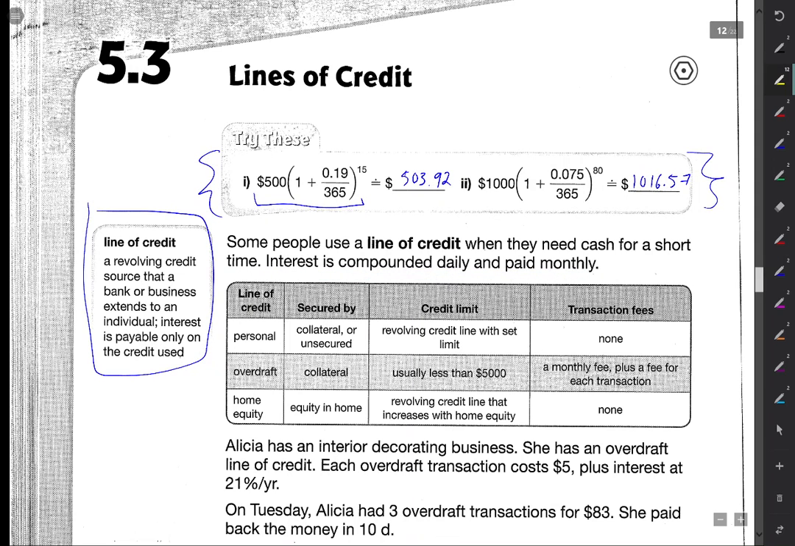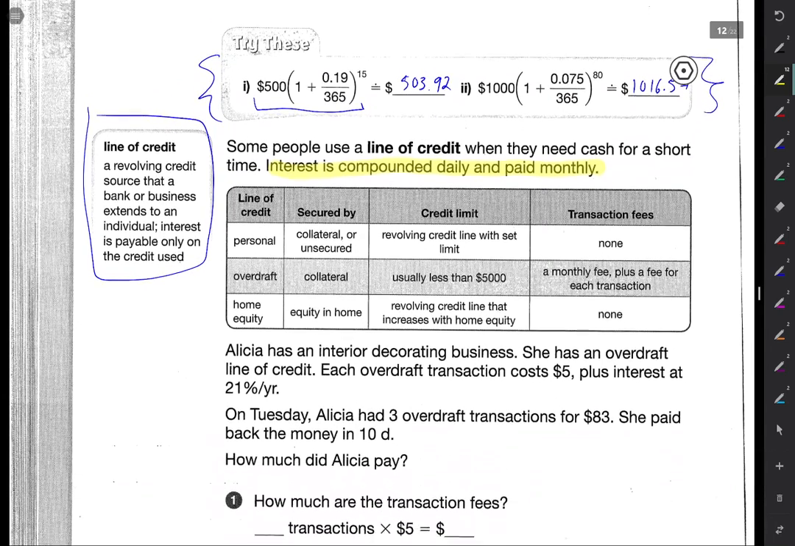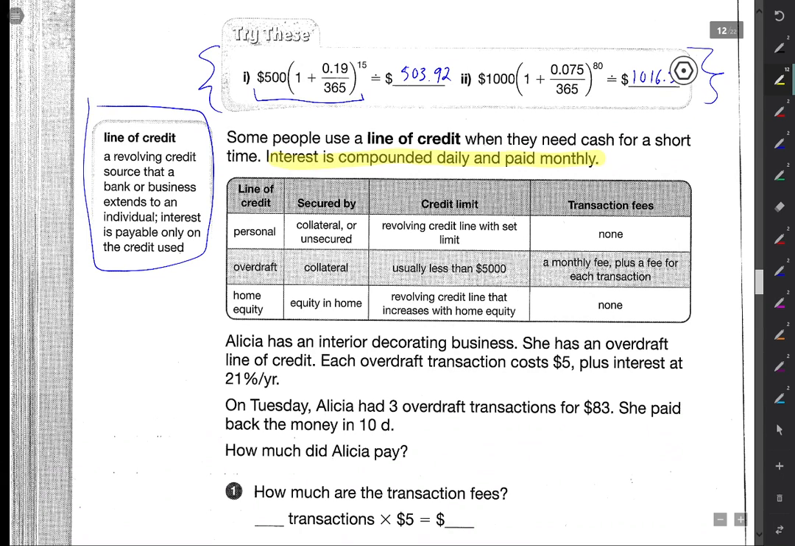So let's just highlight this here because this is going to be applied to any question we do with a line of credit. So there's a few different types of lines of credit. We got personal, overdraft, and home equity. You could see if they're secured by anything or not. So remember we talked about collateral. So if you were to borrow money, then you have to say, okay, if I don't pay this money back, then you can take my car or something else like that. Then it shows the credit limits for each of them and the transaction fees.